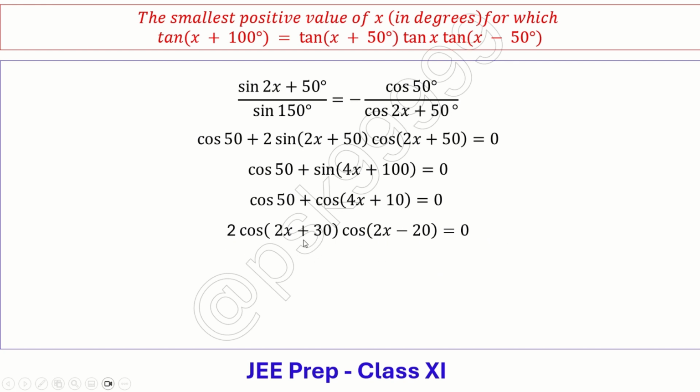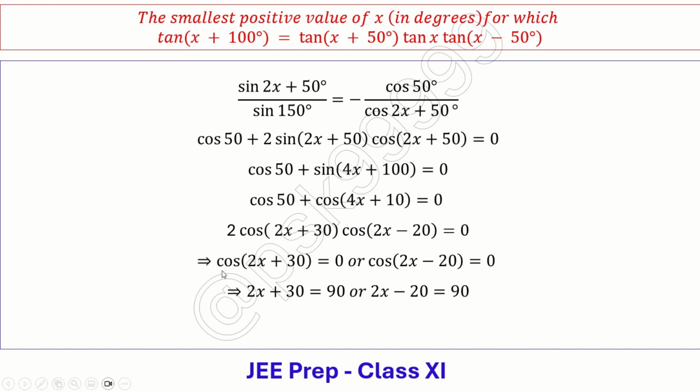This means that one of these cosines has to be 0, or both of them. Correct? Only then this equation will be true. So very simple, you equate them. Cos of 2x plus 30 equal to 0, or cos of 2x minus 20 equal to 0. And the question asked is the smallest positive value of x. So we should always check in the first quadrant only. 2x plus 30 and 2x minus 20 are in the first quadrant, so cos is 0 at 90 degrees. So 2x plus 30 equal to 90 or 2x minus 20 is equal to 90 degrees. So you will get your x value as 30 degrees or 55 degrees. This is the answer. Next.